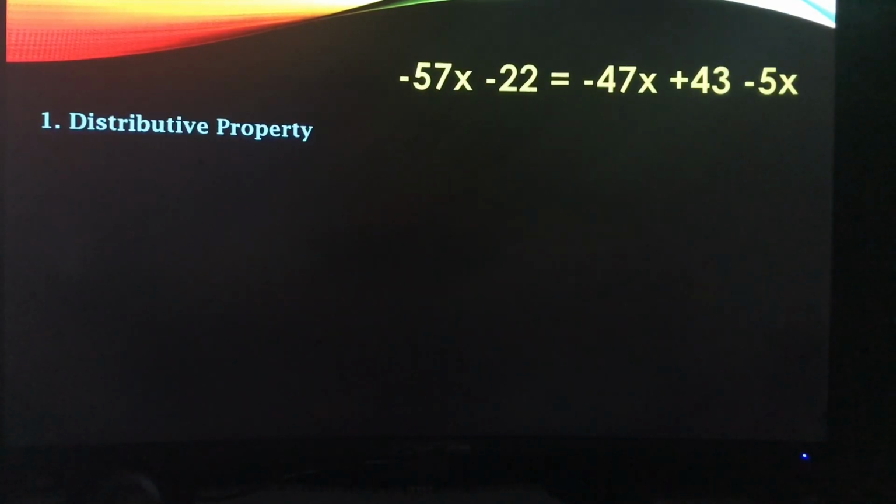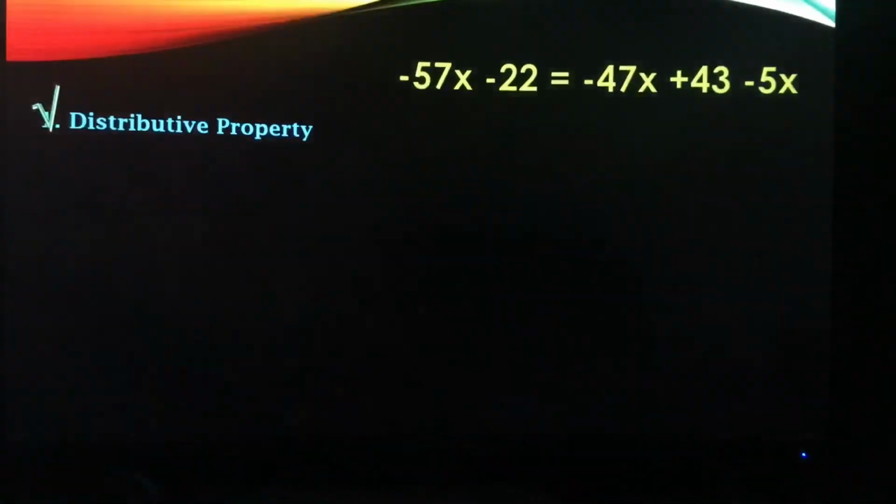So, first step, distributive property. When I go through and I look at both sides, there's no parentheses, meaning there's nothing to distribute. Therefore, step 1 is done. I didn't have to do it. And sometimes that's the case. There will not be a distributive property.